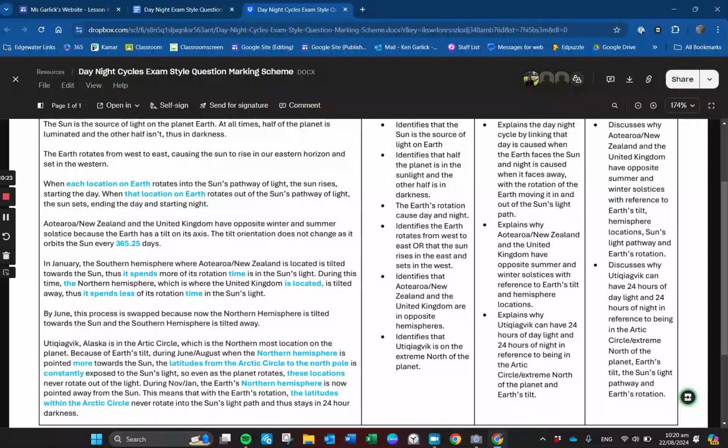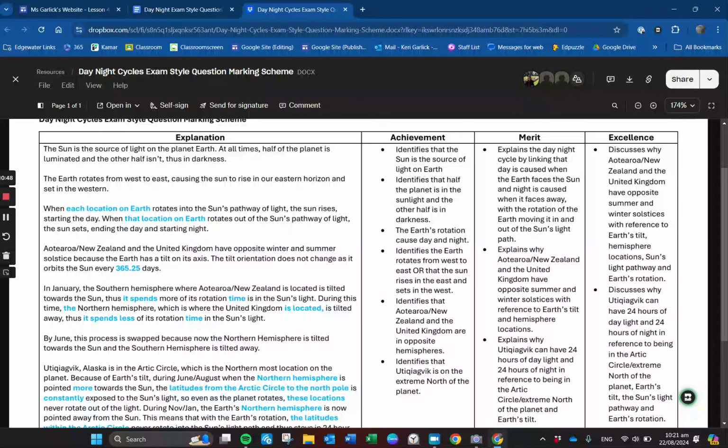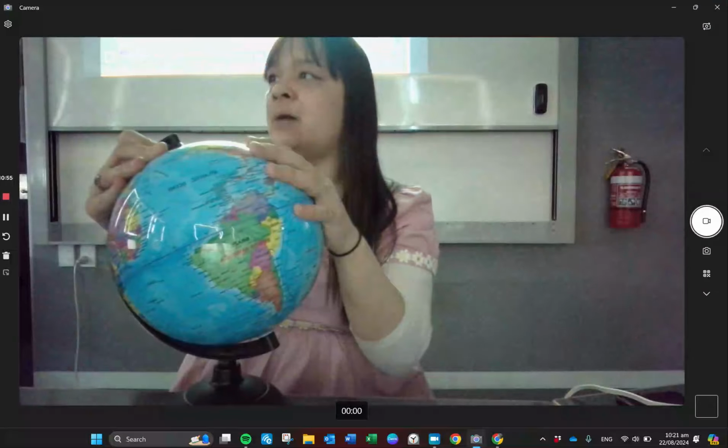This one here is New Zealand and the United Kingdom have opposite winter and summer solstice because they are in opposite hemispheres. Again, the big thing about the merit is going to be linking in the tilt. So the fact that the earth is at a tilt, that means that there's going to be opposite seasons and opposite solstices as well. Are we okay with that? All right. The excellence bit then is going to be looking at that you understand the tilt and you understand latitude is going to be really important. So latitude is going to be a really big factor when we're thinking about astronomy.